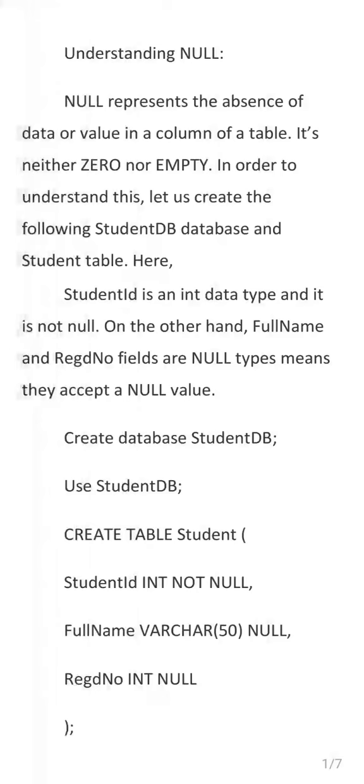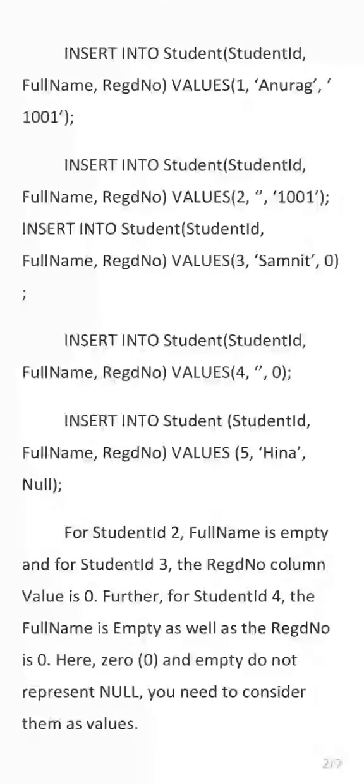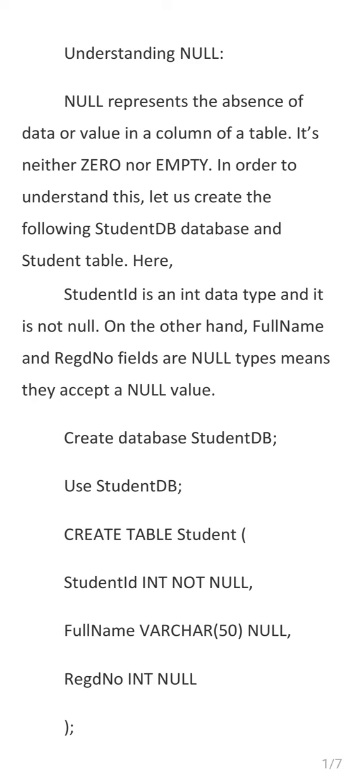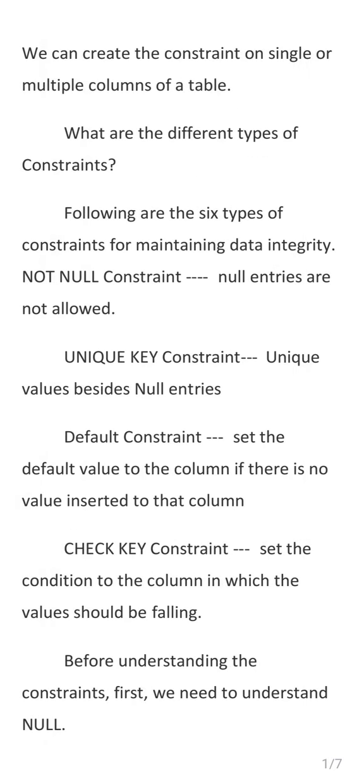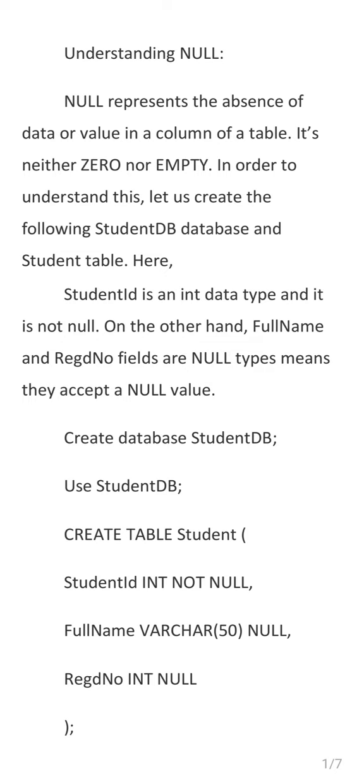So we created a student table. It has three entries: student id, full name and register number, with data types int, varchar 50 and also int. So we have some constraints also beside that. Not null is a constraint. Null is not a constraint. Basically we need to understand that this could also be treated as a constraint.